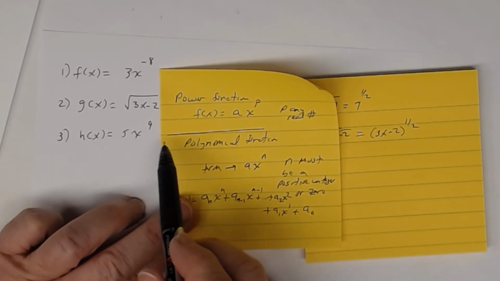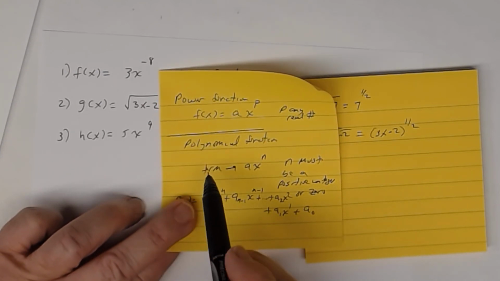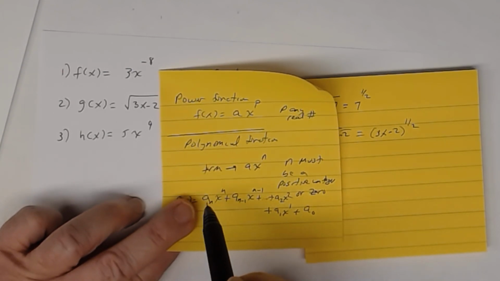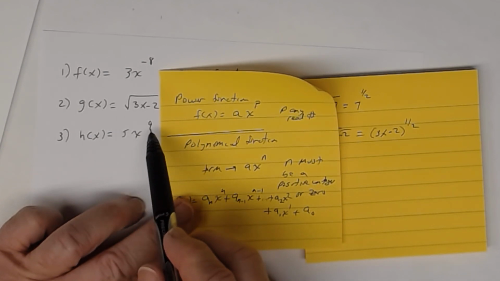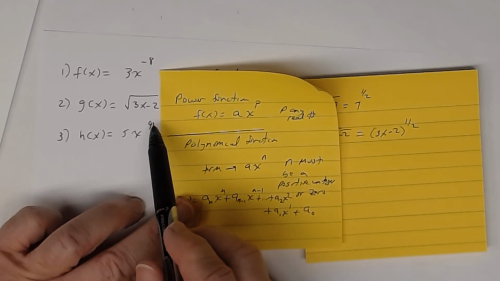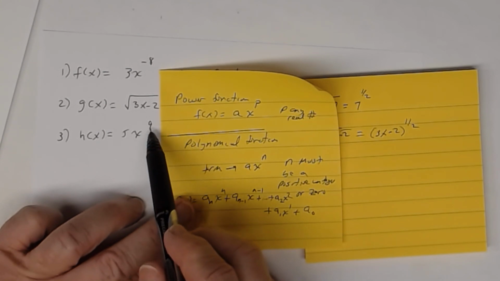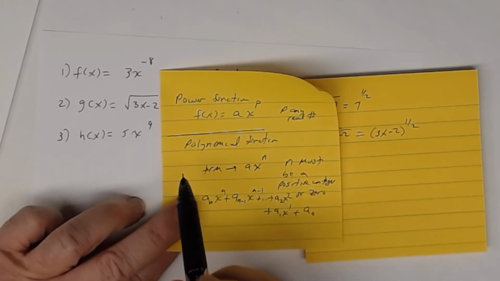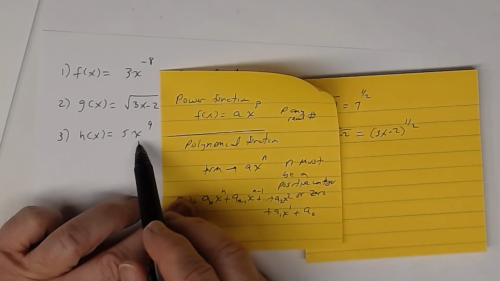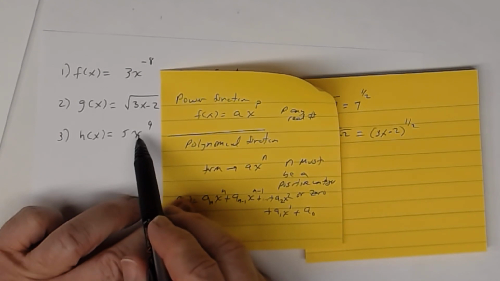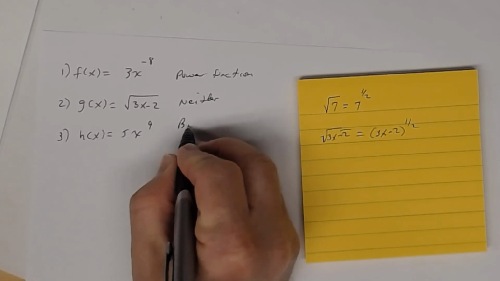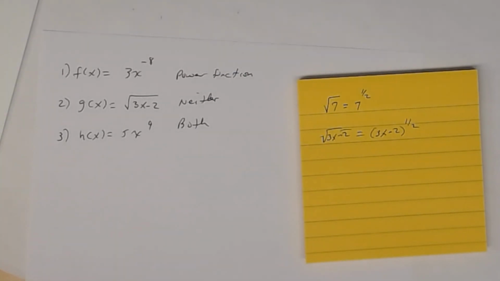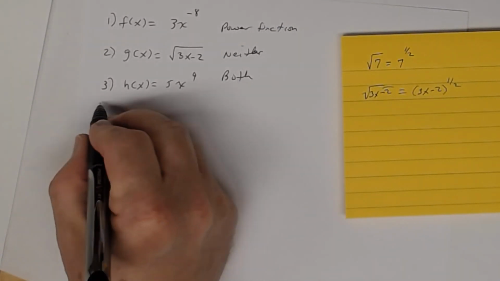Now, is it a polynomial? Remember, a polynomial has one or more terms. It doesn't always have to have a bunch of terms. It can be just one term. And notice that a is a real number and your exponent is a positive integer, a whole number. And so therefore this is both a power function and a polynomial. So the answer there is both.